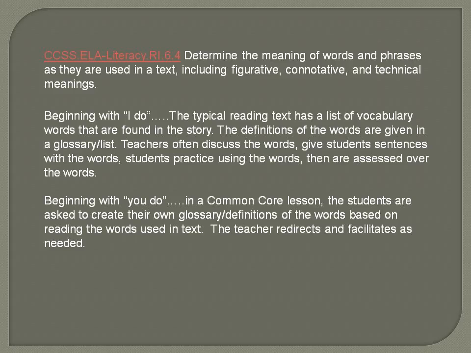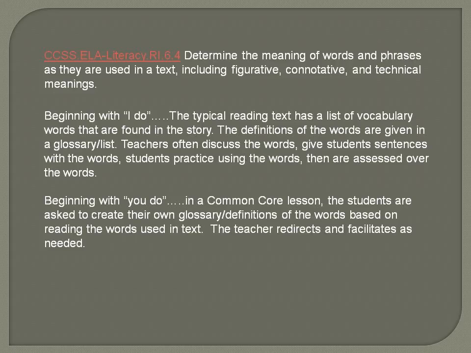Looking at a reading lesson, or a reading standard, an ELA standard: determine the meaning of words and phrases as they're used in a text. A lot of times when we're looking at the meaning of words and phrases, in the typical reading textbook, most of the ones that I've seen have vocabulary words at the beginning of the story, that the publisher feels students need to know to be successful reading that story. And it's just a basic glossary in front of the text, and it'll have the word and the definition.